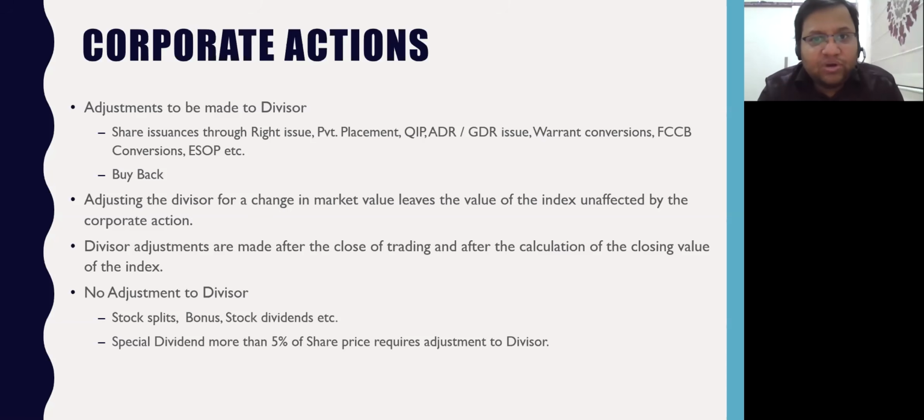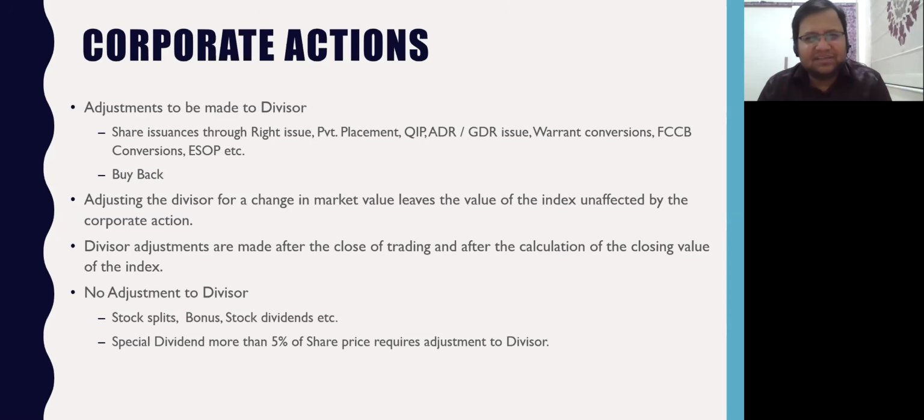Adjustments required in the denominator are in case a company issues new shares through rights issue, private placement, qualified institutional placement, which is the same as a private placement, ADR or GDR issue, warrant conversion, share warrants which are converted into shares, foreign currency convertible bonds conversions, and employee stock option plans. In these cases we have to adjust the denominator.